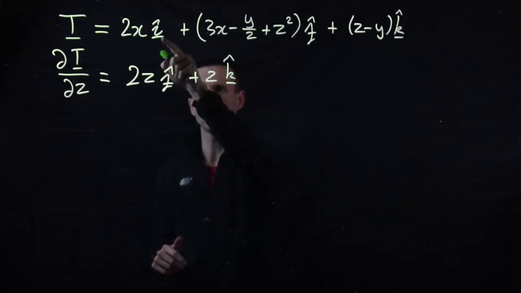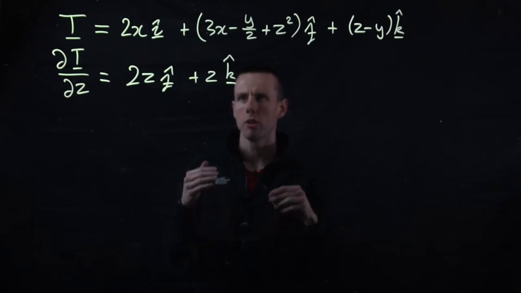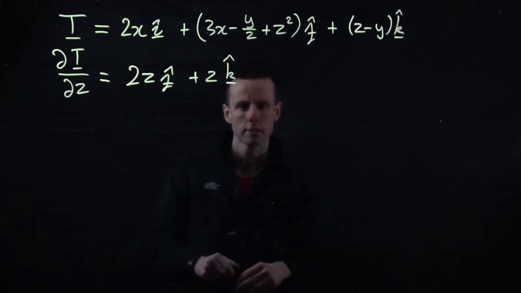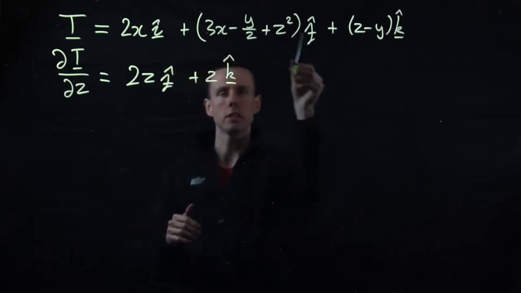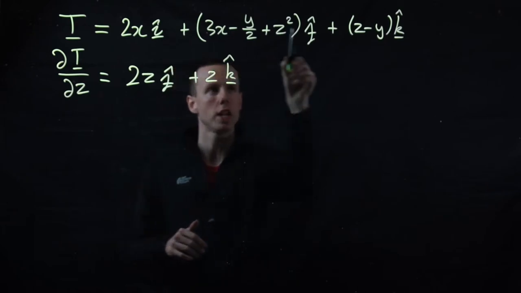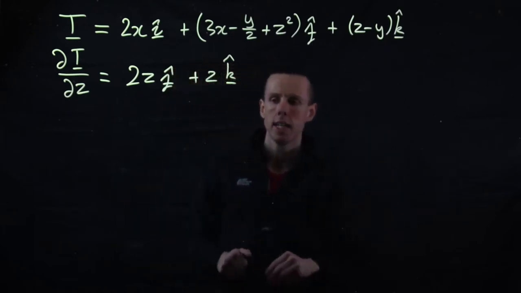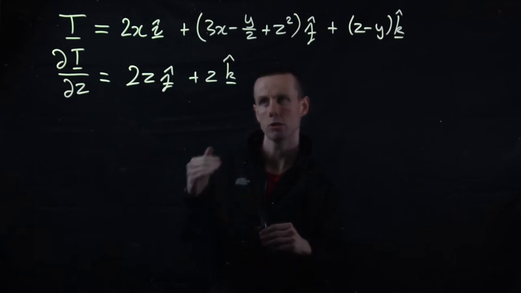Okay, so the coefficients of the unit vectors. Now, the reason I am allowed to do that is because these basis vectors, i hat, j hat, k hat, they are constant. Okay, they're constant. What do I mean by that?